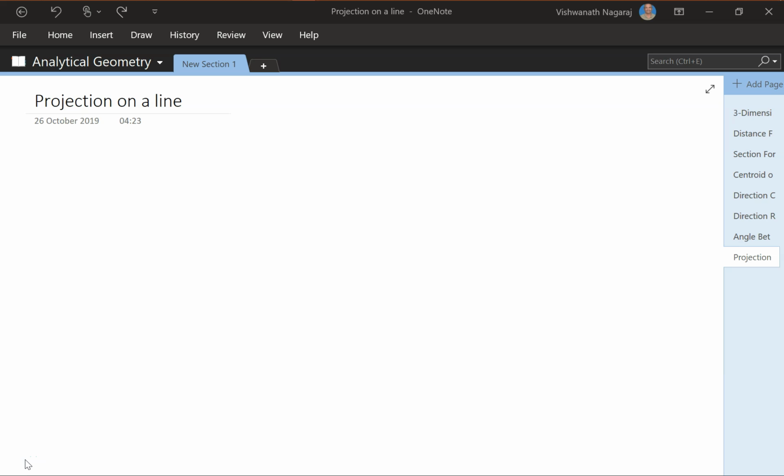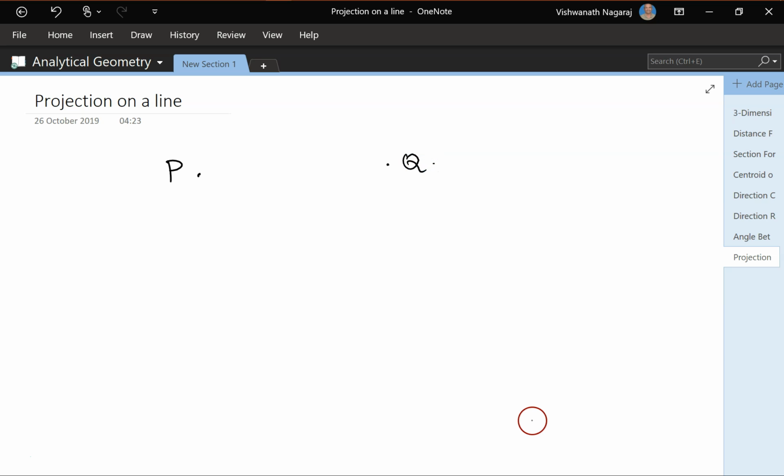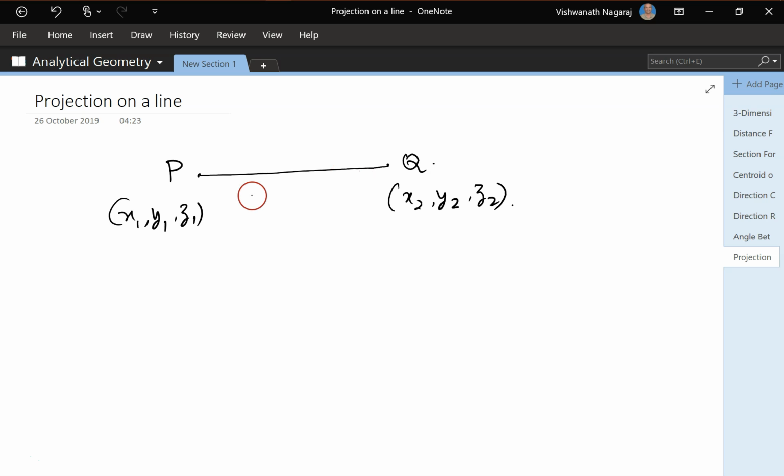Projection on a line in 3D space. Okay, let's say I have a point P and a point Q. Let's say this is x1, y1, z1, and this is x2, y2, and z2. What we want to do is we want to project this. Now, what's a projection?